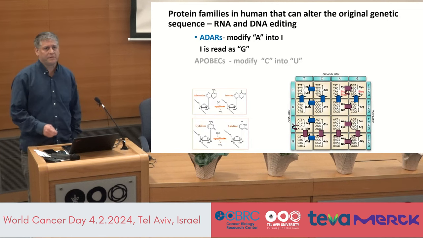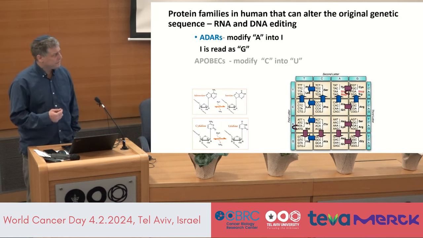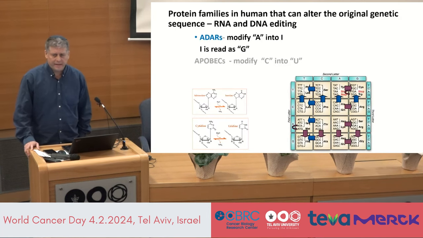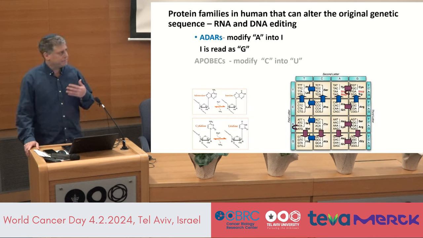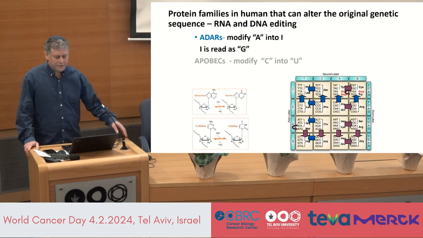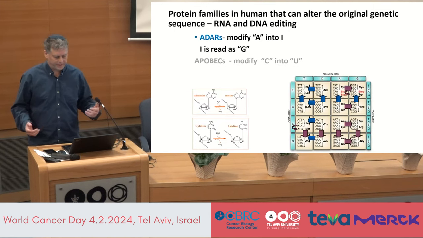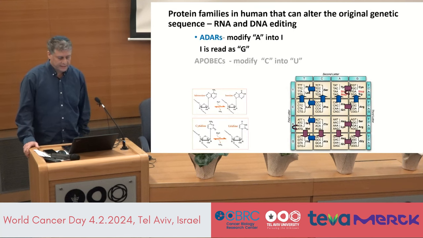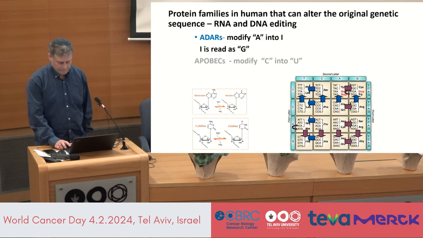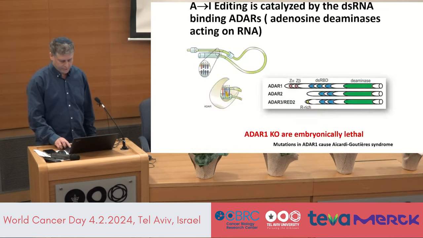ADARs are proteins that deaminate specific adenosines in the RNA into inosine, I. And inosine is read as G by the splicing machinery and by the ribosome. So actually we have a mechanism in every cell in our body that can alter the content of the genetic information. Similarly, the APOBEC can mediate a change into U, but today I'm going to speak only about A-to-I.